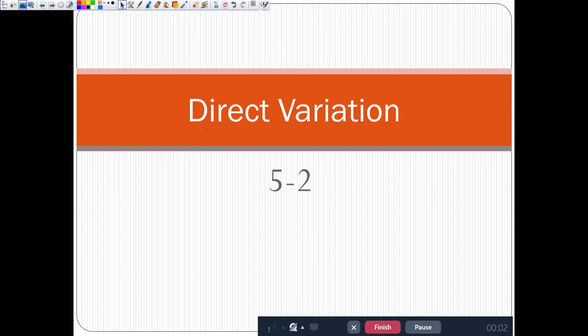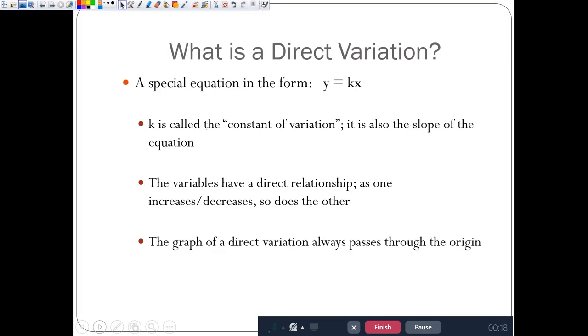Okay, so direct variation is going to be a type of equation that we are going to be looking at. This next unit is on writing equations of lines. So a direct variation is a special equation in the form of y equals kx. K is called the constant of variation.